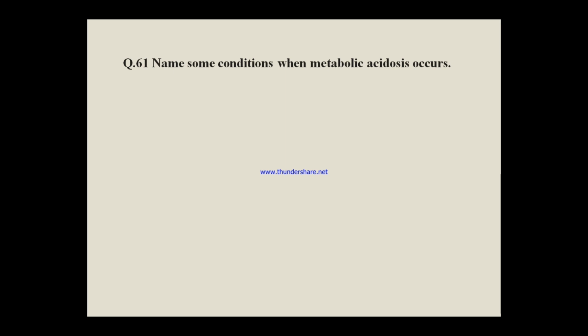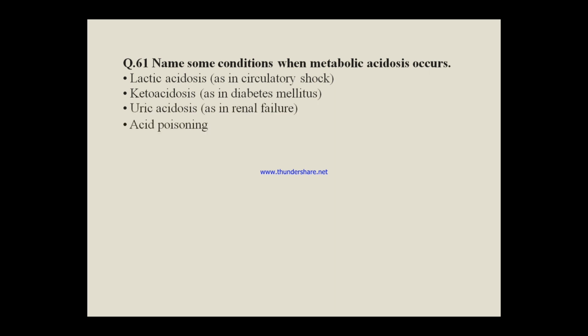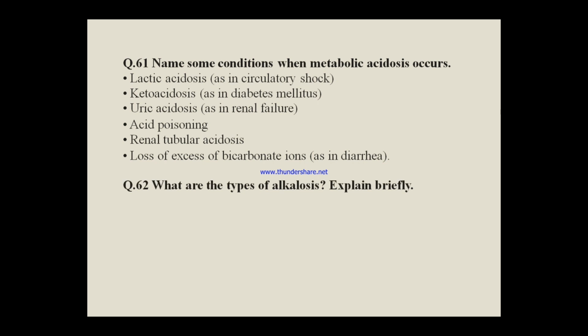Can you name some conditions when metabolic acidosis occurs? First is lactic acidosis, as in circulatory shock, ketoacidosis, as in diabetes mellitus, uremic acidosis, as in renal failure, and acid poisoning. Also renal tubular acidosis and loss of excess of bicarbonate ions, as in diarrhea. What are the types of alkalosis?